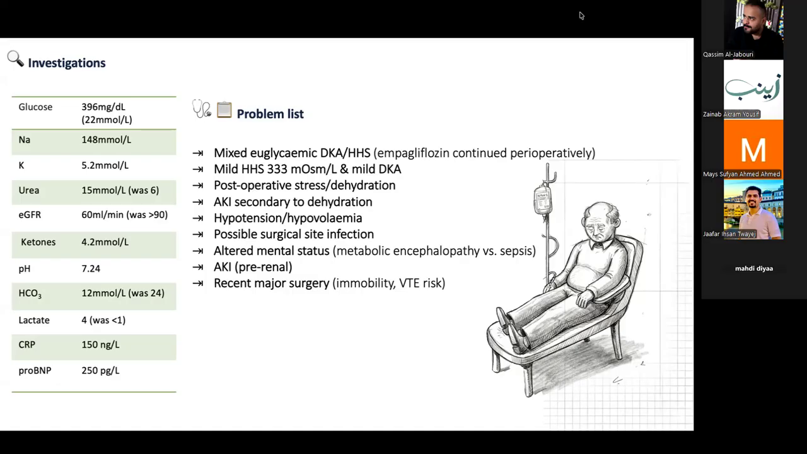If anyone attended the DKA teaching, we talked about the criteria, and with his current pH, ketones, and bicarb, he fulfills the criteria for a mild DKA. He has postoperative stress and dehydration, which impacted his risk of developing the DKA and HHS. Of course, he's having AKI. He is intravascularly deplete with the hypotension and hypovolemia. Although we said initially the surgical wound was slightly red, but there was no pus and discharge, this does not rule out the fact that there could be a surgical site infection.